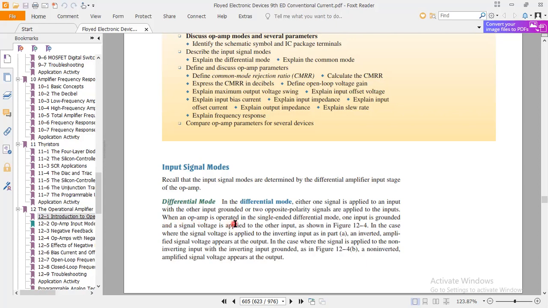When an op-amp operates in the single-ended differential mode, one input is grounded. We all know that the op-amp works on two inputs, the positive and negative. If we want to use a single input of the operational amplifier, then we have to ground the second input, whether that is the positive or the negative input of the particular op-amp.